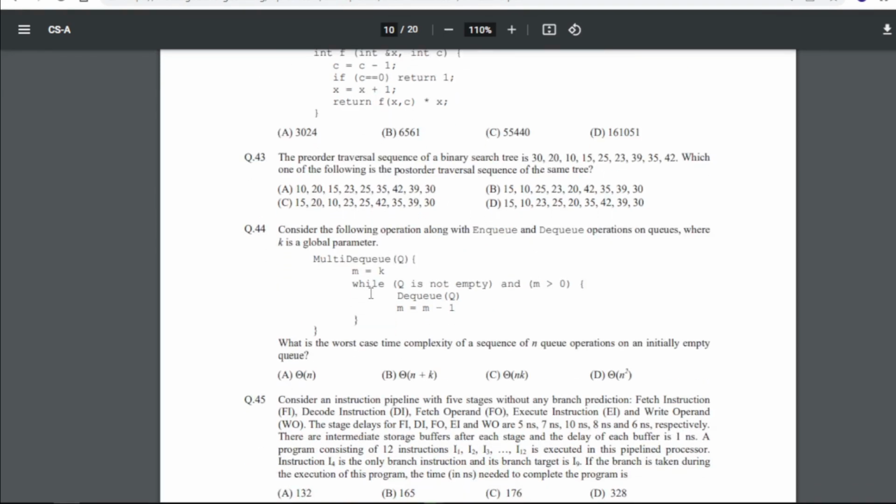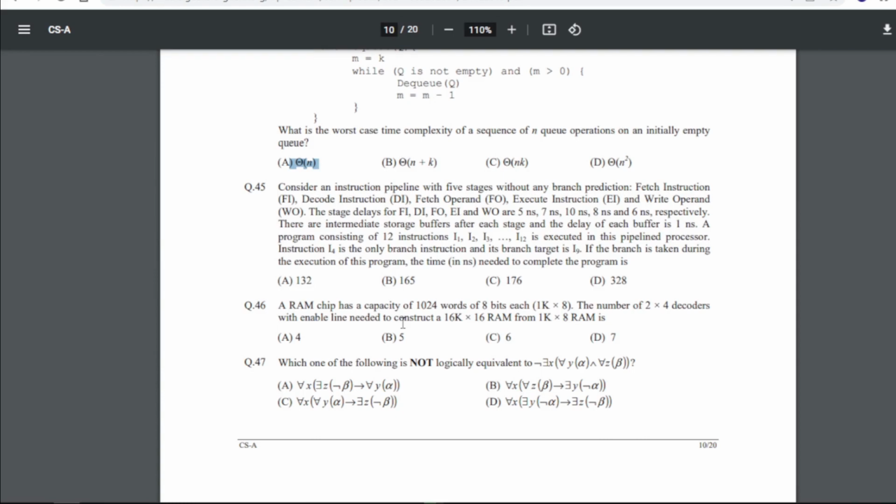Now 44 is asking: consider the following operation along with NQ and DQ operations on Q, where K is a global parameter. So multi DQ Q, where we are having this program. What is the worst case time complexity of a sequence of NQ operations on an initially empty queue? So for 44 our answer will be A, that is order of N.